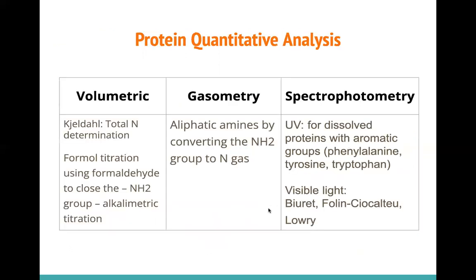So moving on, how to quantify the protein? In protein quantitative analysis, there are three types: volumetric, gasometry, and spectrophotometry. The volumetric analysis includes the Kjeldahl method, which is the determination of total N, and formol titration, which uses alkalimetric titration. The gasometry analysis converts the amine group to N gas. For spectrophotometry, there are two types, the UV and the visible light.